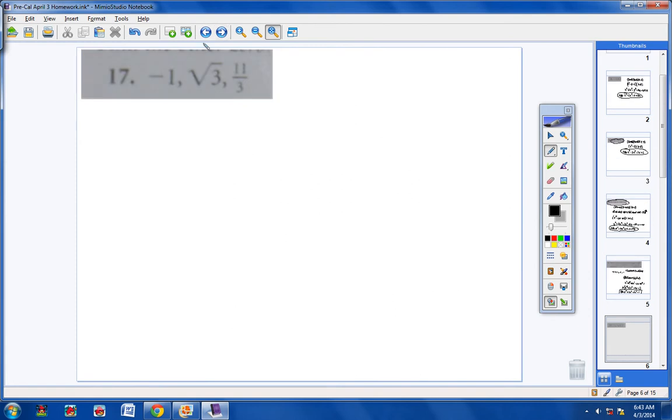All right, now for numbers 17 and 21, the directions say suppose that a polynomial function of degree 4 has the given zeros. Find the other zeros. Well, here's what we've learned. We've learned that when it comes to polynomial functions, irrational zeros always come in sets of 2, and imaginary zeros always come in sets of 2.